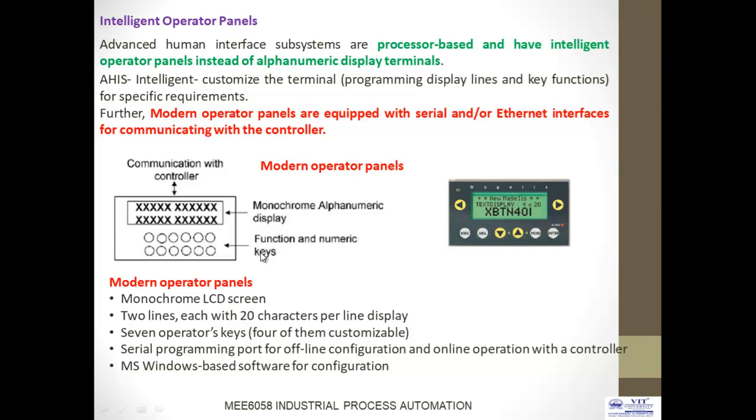Most probably what happens in the modern intelligent operator panel is that most operators are avoiding the monochrome alphanumeric panel, since it's a traditional panel and it's very difficult to fit the program. So we are going for function numeric panels, which means we are using a graphical interface card, dragging the icons and putting them in the program, easily integrating everything and starting to control the process.